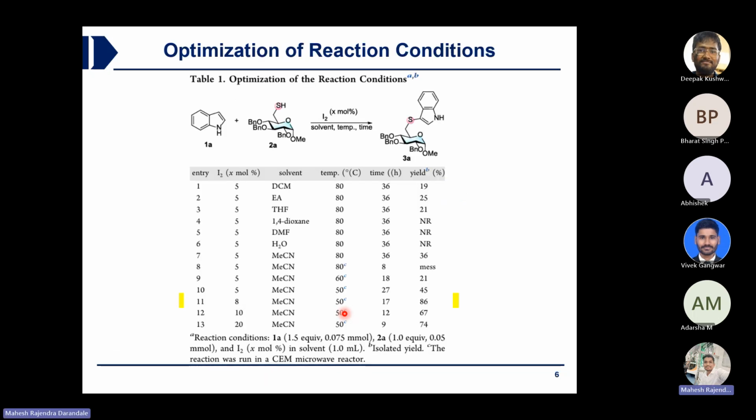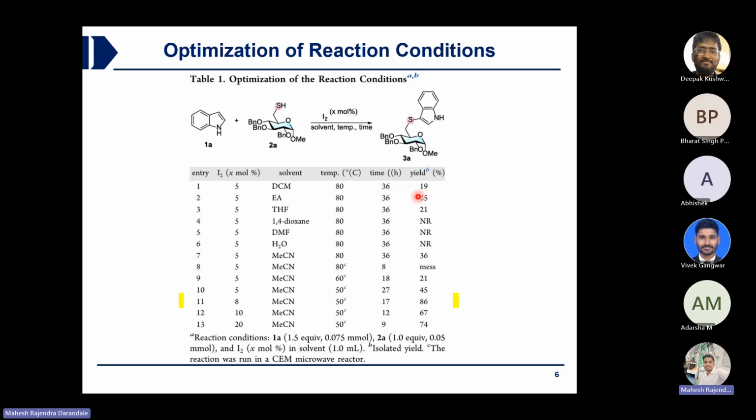Now, optimization of reaction conditions for this method. Here they have used 1a as indole, then 2a as methyl glucopyranoside, and C6SH. In the presence of iodine, solvent, temperature, and time, they are getting this reaction at the C3 position of the indole. They first started with 5 mole percent of iodine, DCM as solvent, 80 degrees Celsius, for 36 hours, and they got some 19% yield.